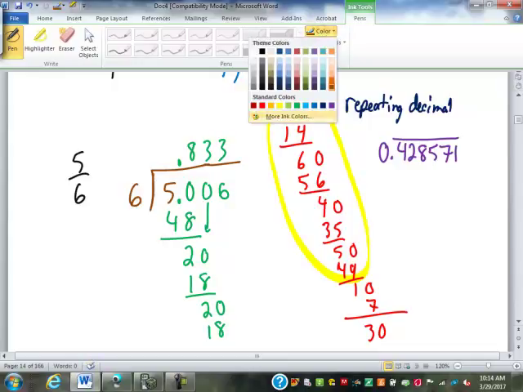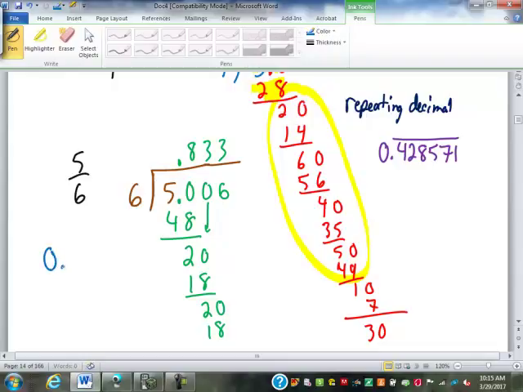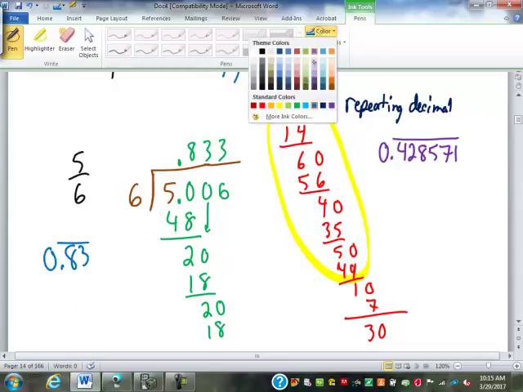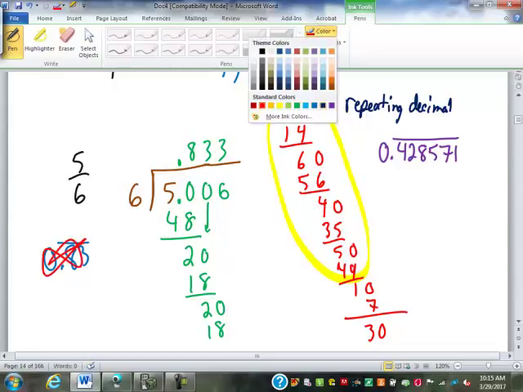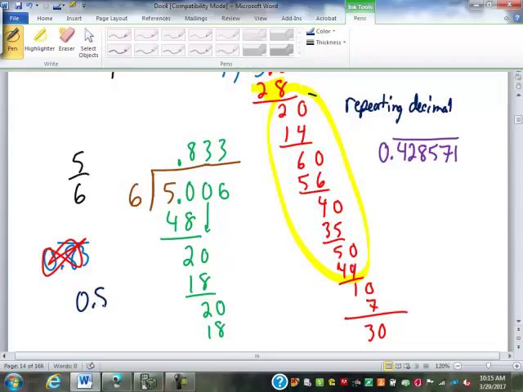This one we do have to be careful, though. Would that be my answer? No. The 8 does not repeat. There's just the 3 that repeats. So we put the bar over the 3. Does that make sense?